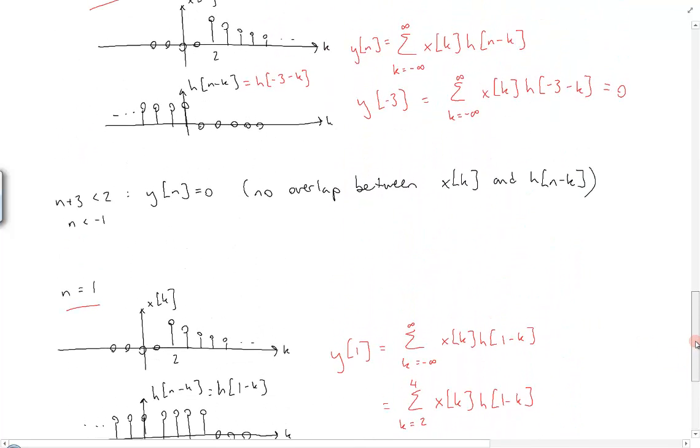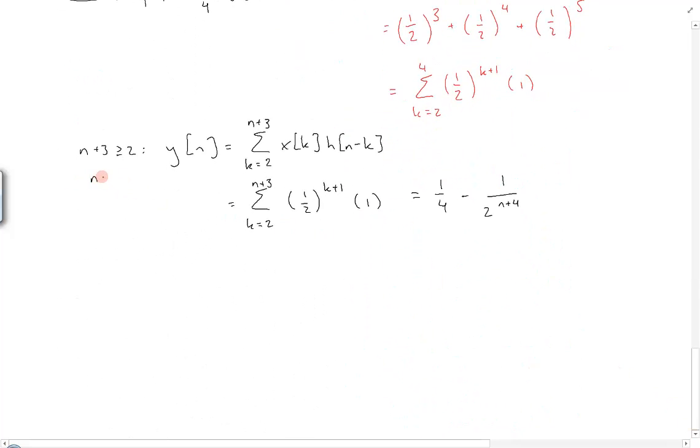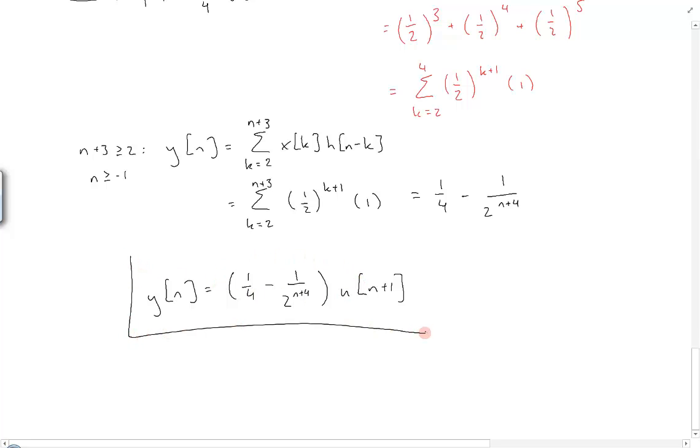Now the full solution to the problem is not quite this, because remember, we had defined y of n to be equal to 0 for n plus 3 less than 2. And in this case, this is the same thing as writing n is greater than or equal to minus 1. So the full solution to the problem is actually that y of n is equal to 1/4 minus 1 over 2 to the n plus 4 times the unit step function of n plus 1, which means that it's a unit step function that is defined from -1 forward, and everything else before it gets zeroed out. And that is the solution to our total function.